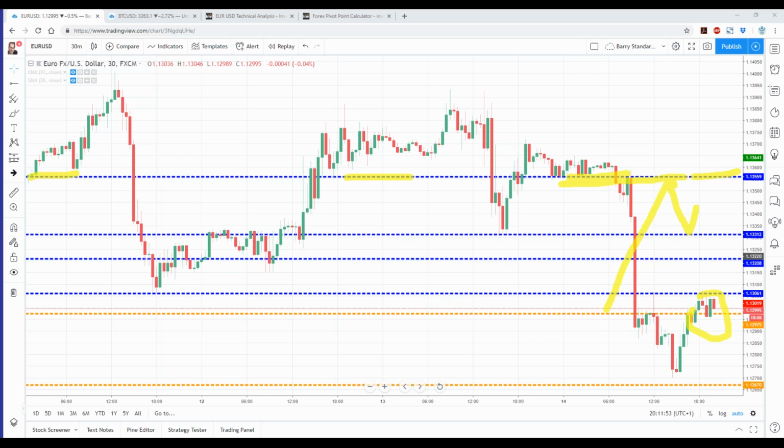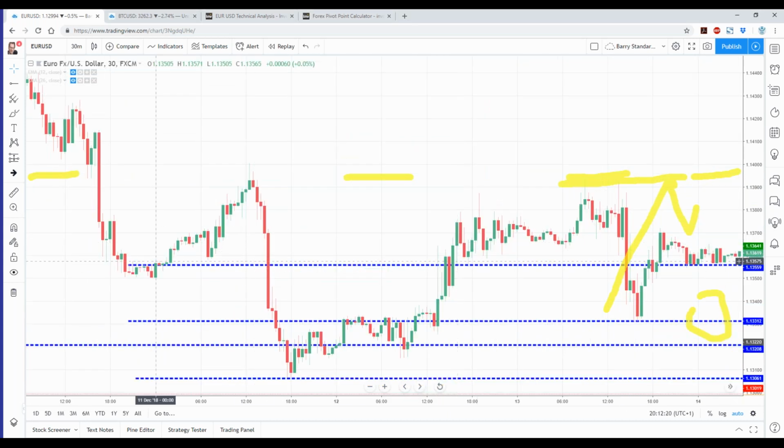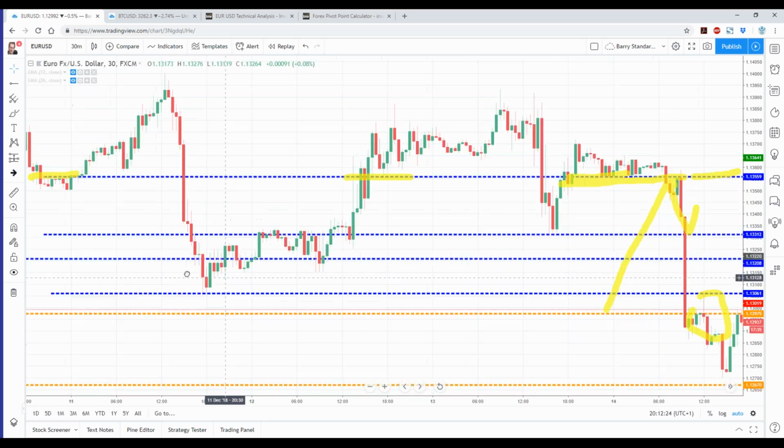So the concept isn't complicated if you just think of it as an elevator. Support becomes resistance when price breaks through it, and when price breaks through resistance, it becomes support. It just depends on which way the price is moving. As we can see in the top line up here, this was supporting the price above where it currently is. But when we go back here a little bit, we can see that was the resistance level here.